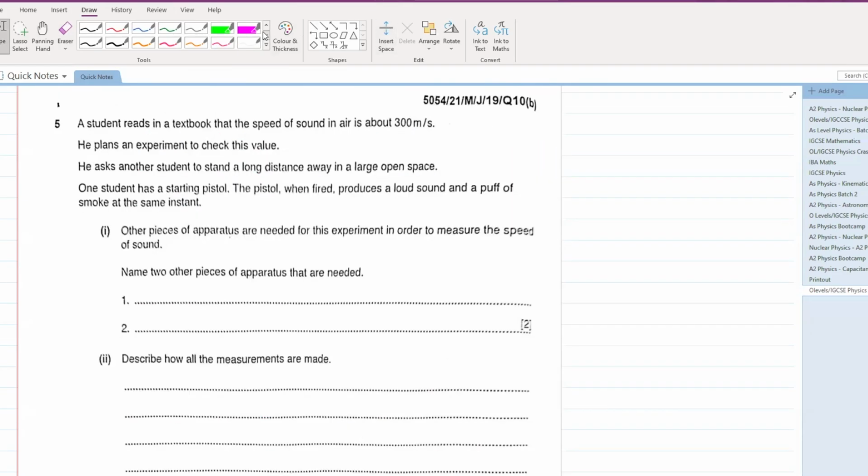A student reads in a textbook that the speed of sound in air is 300 ms minus 1. He plans an experiment to check this value. He asks another student to stand a long distance away in a long open space. One student has a starting pistol. The pistol, when fired, produces a loud sound and a puff of smoke at the same instant.